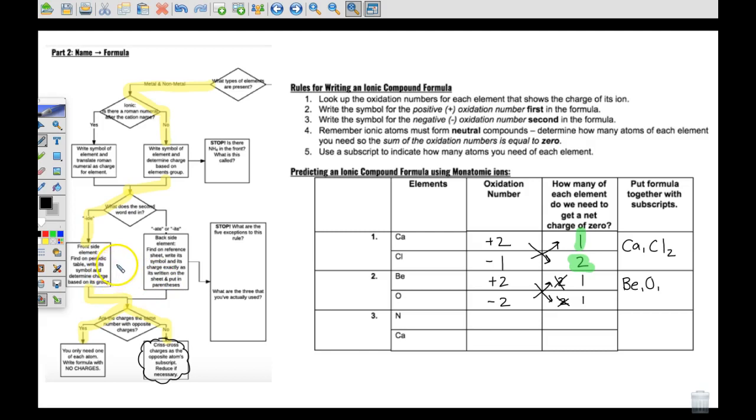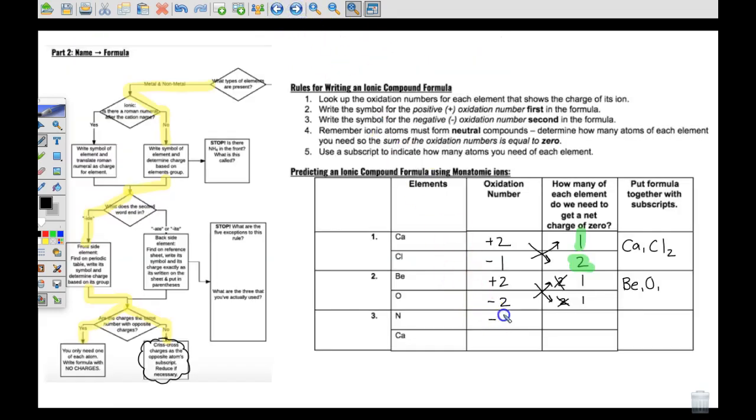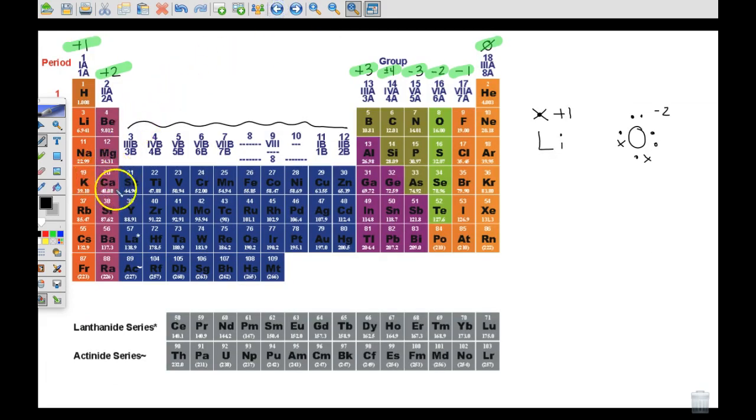And finally, let's do one more together. In my third example, I'm given nitrogen. So I have to go back to my periodic table and find nitrogen and refer to its oxidation number, which is -3, because it wants to gain 3 electrons. Then I have calcium, and calcium's in a group with +2.